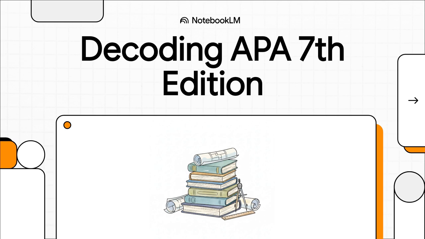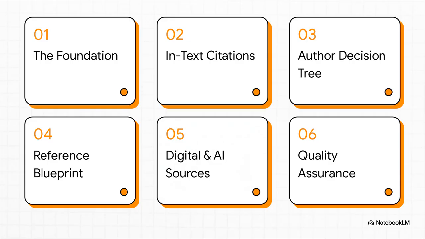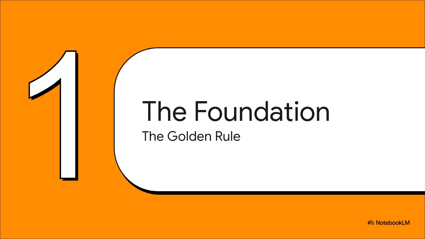I want you to start thinking of yourself not just as a writer, but as an architect of information. So here's our project framework for today. We'll start with the foundational golden rule, move right through mastering in-text citations and the author decision tree, build out the reference list blueprint, figure out how to cite modern AI sources, and finally pass our ultimate quality assurance inspection. Let's kick things off with Section 1, the foundation and the golden rule.